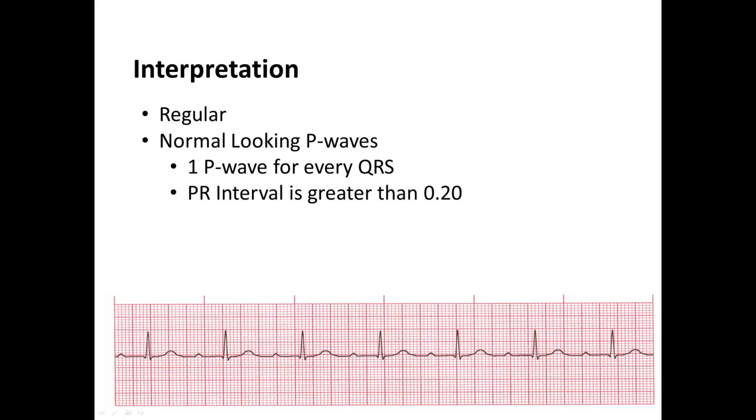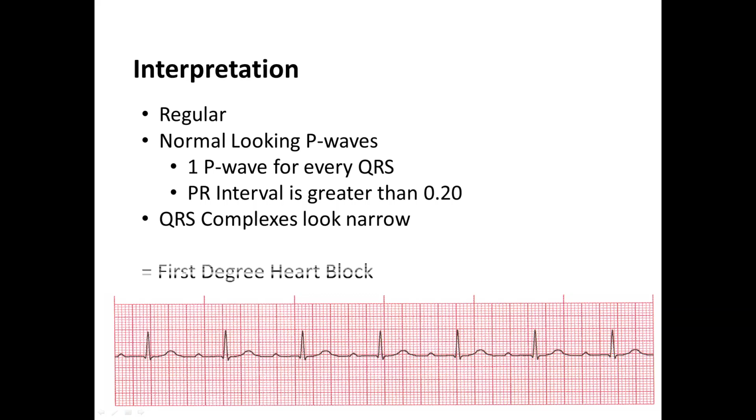Finally, moving on to our ventricular activity, we'll note that the QRS complexes look narrow, they look fine. So here with a regular rhythm, normal looking P waves and normal looking QRS complexes, but with a greater than 0.20 PR interval, means we will have a first degree heart block.